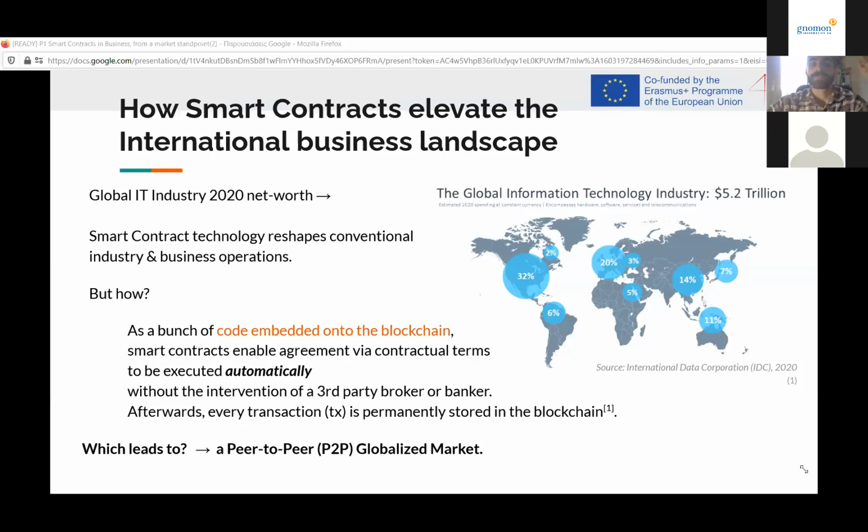Now, let's start. How smart contracts elevate the international business landscape. Since the mid-50s, an exponential development of the IT industry took place at a global scale. The creation and the utilization of the internet as we know it nowadays was the main determinant which expanded this already successful tool of modern humanity. In numbers, a report of the International Data Corporation showed that the global IT industry is expected to have a 5.2 trillion USD net worth during 2020. Of course, these estimations were prior to the Corona period.